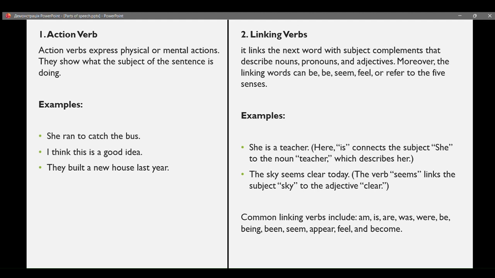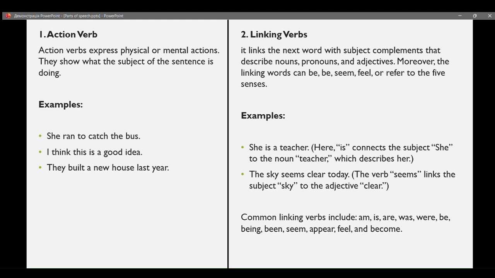First one is action verb. They express physical or mental actions. They show what the subject of the sentence is doing. We have examples. She ran to catch the bus. I think this is a good idea. They built a new house last year.